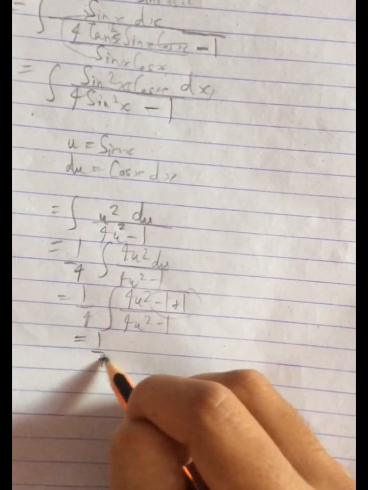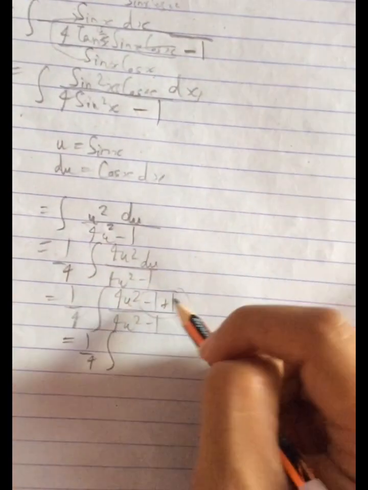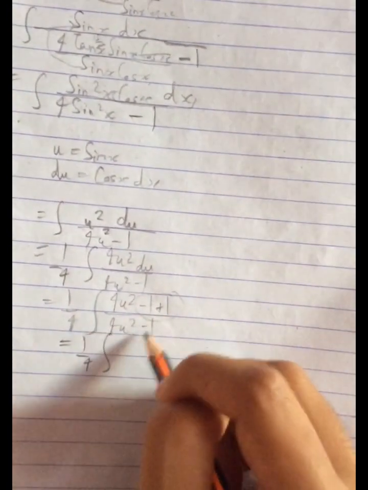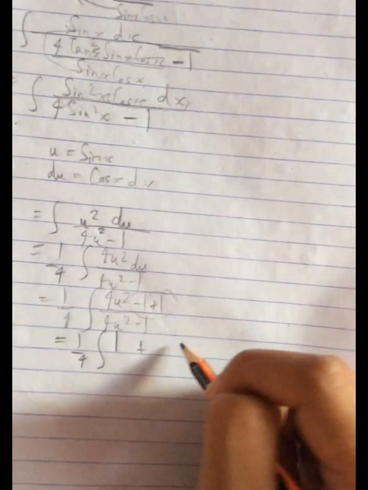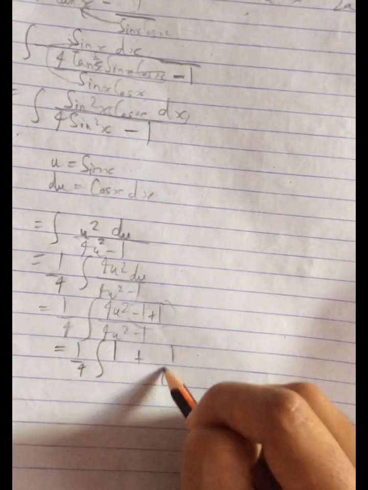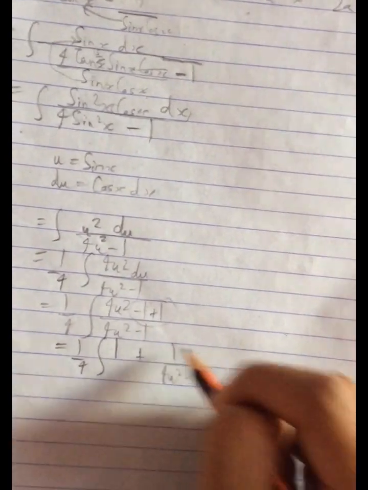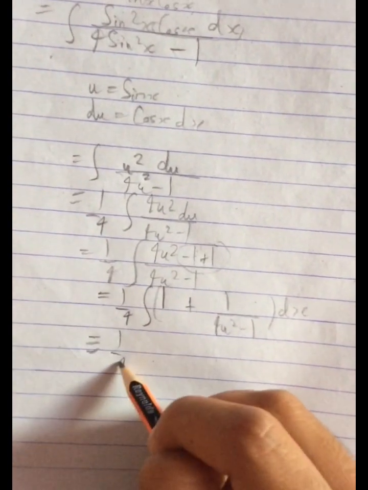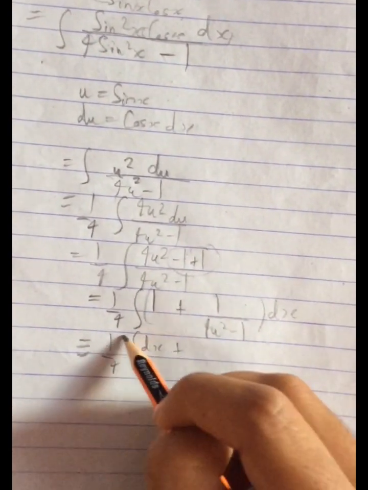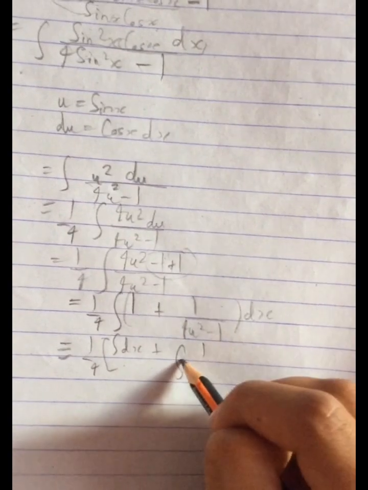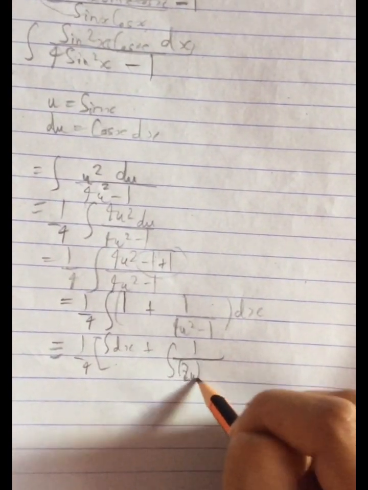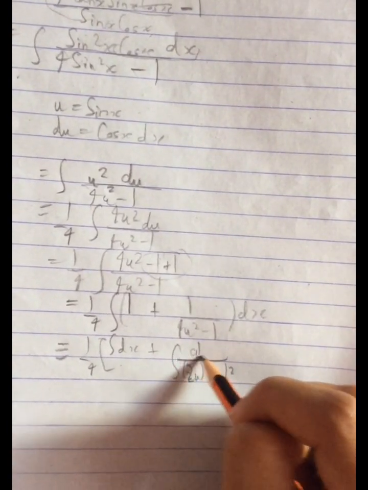Now we have 1 by 4. We can separate these into two separate fractions. So we have 4u square minus 1 by 4u square minus 1, which is 1, plus 1 by 4u square minus 1, whole du. Now let's separate this into different integrals. So we have 1 by 4 du plus the integration of 1 by 4u square minus 1, which is 2u square minus 1 square du.